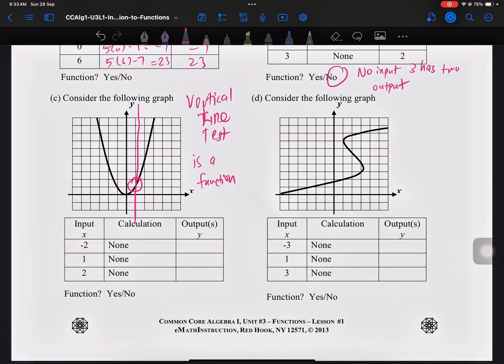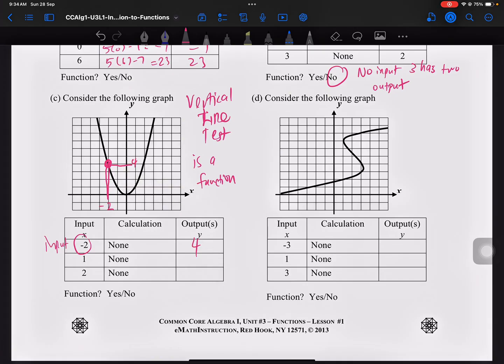So now we pick the input given, and then we want to find the output. So I put negative 2 inside. But here, the question already gives the graph to you. So where is negative 2? Negative 2 is here. So you look up, your y will be here, 4. So this is y equals 4.